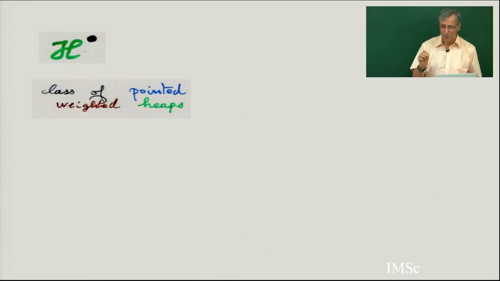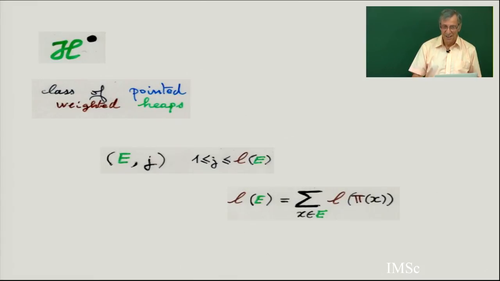What does a pointed class mean? A pointed class is a pair: you have a heap, and an integer j which is between 1 and L of E. Where L of E, you see, is the sum of all the L of the projections of the elements of the heap.